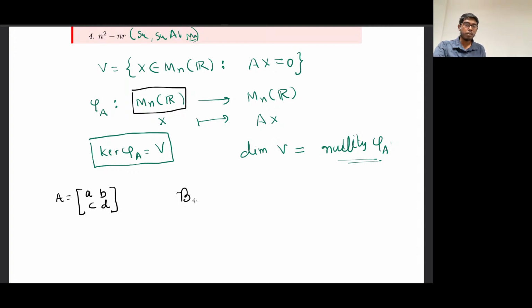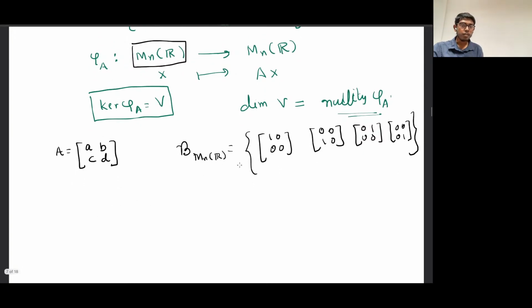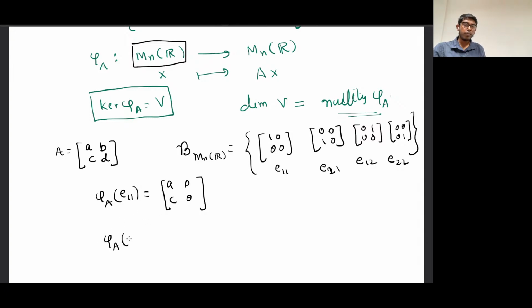I'll fix a basis of M_n(R): 1 0 0 0, 0 0 1 0, 0 1 0 0, and 0 0 0 1. So this is an ordered basis I have fixed. This is E11, this is E21, this is E12, and this is E22. So what is phi A of E11? I'll be getting A, C and 0, 0. And what is phi A of E21? So this is A times E11 plus C times E21 plus 0 plus 0.